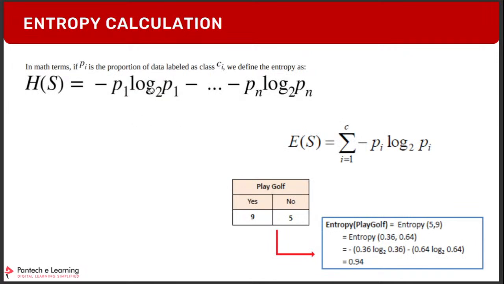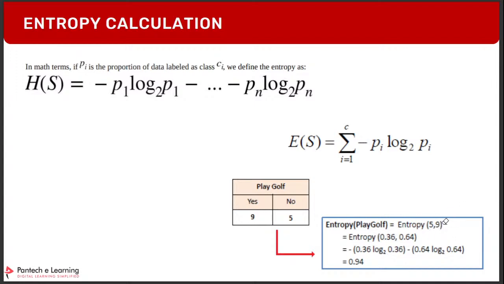Okay, P1 log to the base 2 of P1 minus, so we need to do this for the other features also. For example, if I start with play golf, here is how I calculate entropy: I have no, which is 5 times, and yes, which is 9 times, so 5 and 9. I will substitute this in the entropy formula.